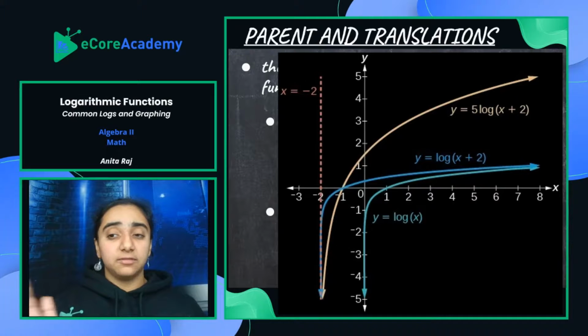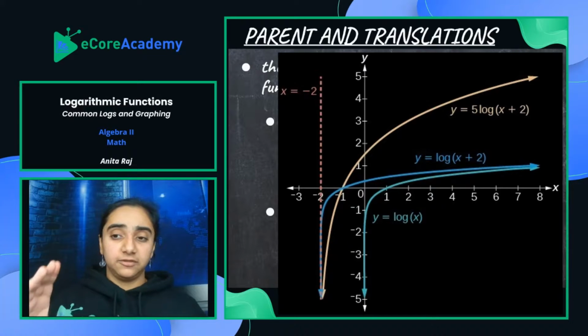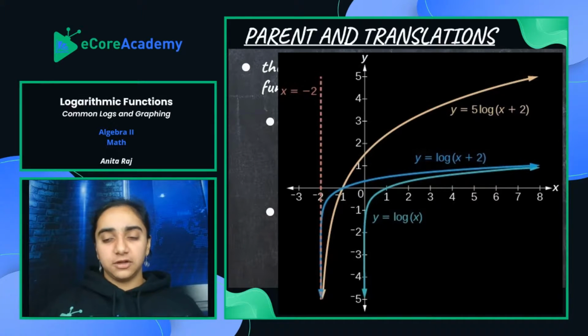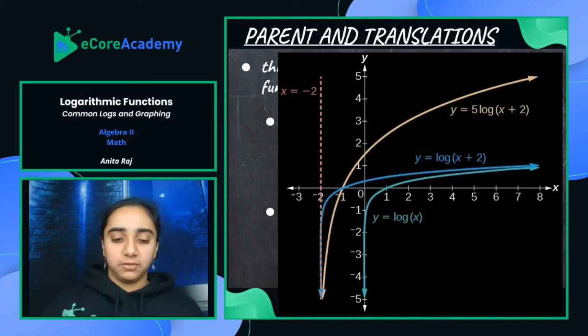Then we have another function, y equals 5 log of x plus 2. We have that same log of x plus 2, but we are actually changing the factor by 5 because we added the 5 in front of it. So these are all different types of translations you can have, but everything is based off of that parent function that we've been working with.